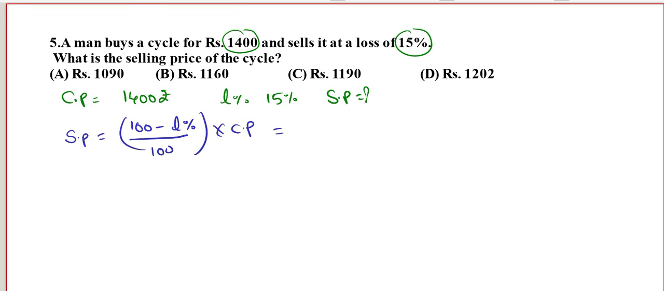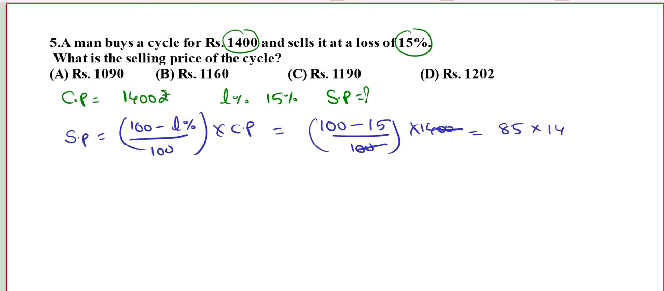By using this formula, 100 minus loss percentage is 85, so 85 by 100 into cost price, which is 1,400. Two zeros get cancelled. This is 85 into 14, and multiplying this, you will get 1,190 rupees. So the selling price of that cycle is 1,190. So option C is the correct one for this question. Now let us go ahead with the next question.